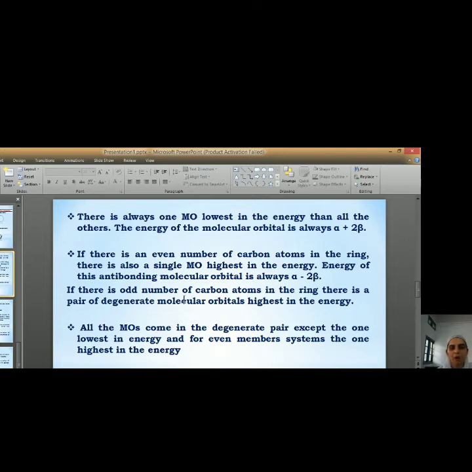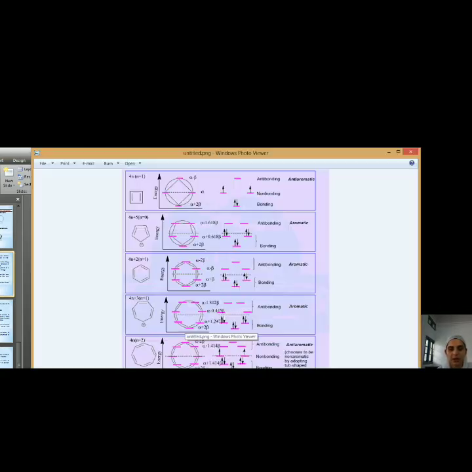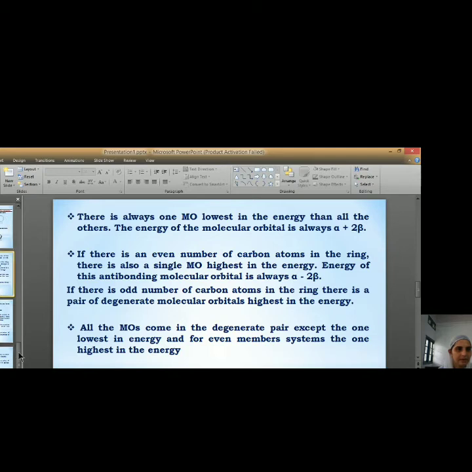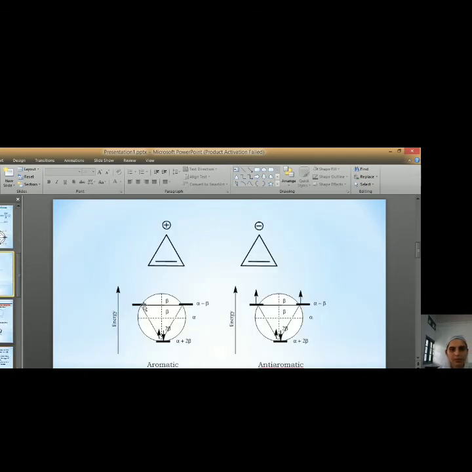Now, if there is an odd number of carbon atoms in the ring, then there is a pair of degenerate MOs highest in energy. So taking the odd systems, this one is an odd system, this one is an odd system. So in these cases we have a pair of degenerate orbitals highest in energy. And one more case. In this case, this is also an odd system, and we have a pair of degenerate orbitals, highest in energy.